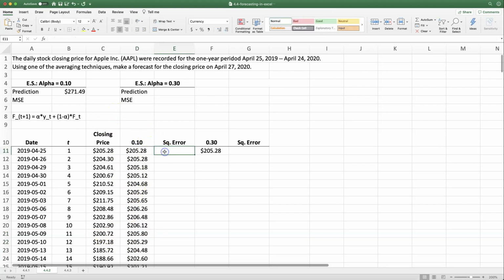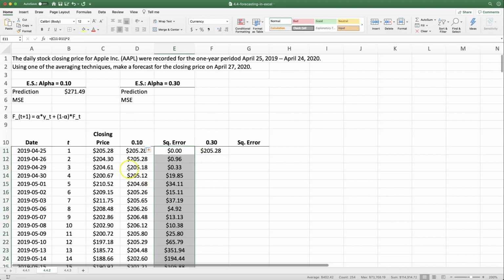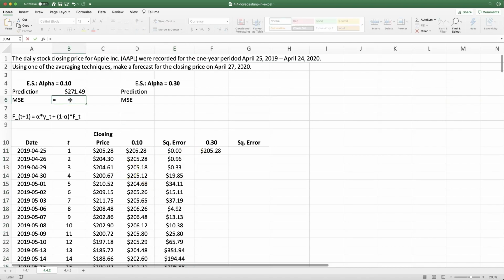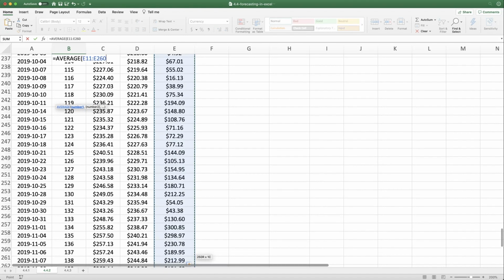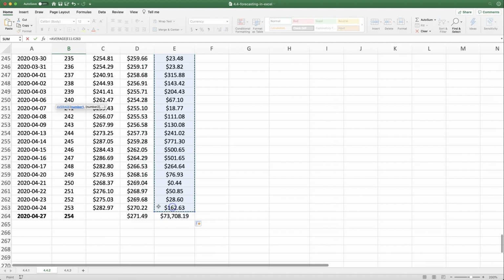Let's compute the squared errors for all of these. So we take the observed value minus the forecasted value and square it. That'll be 0 for day 1 because they're the same. There is no error. I'm going to double click this to autofill it all the way down to the bottom. Now let's average these squared errors to compute the mean squared error. I'm going to stop the average at day 253. There is no observation for day 254, April 27th. That's what we want to forecast. So there's not going to be an error that makes sense.